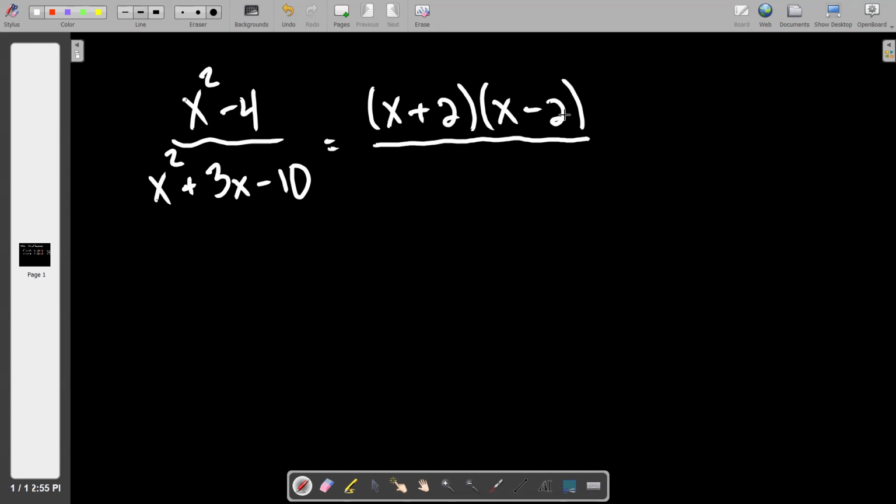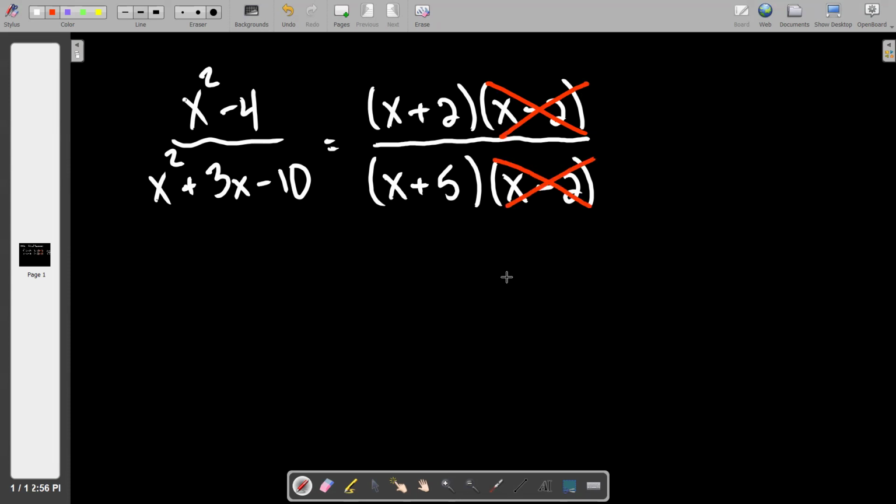Then the bottom is currently an addition-subtraction problem. I want it to turn into multiplication. So what does it factor down into? Good job. So again, just like the last problem, I'm looking now for entire multiplicative pieces that are identical. And this x minus 2 is an entire factor that is identical to this bottom x minus 2, leaving us with the final answer of x plus 2 over x plus 5.